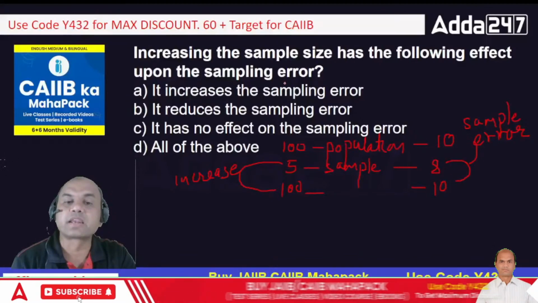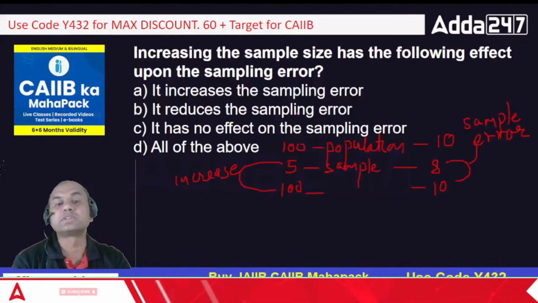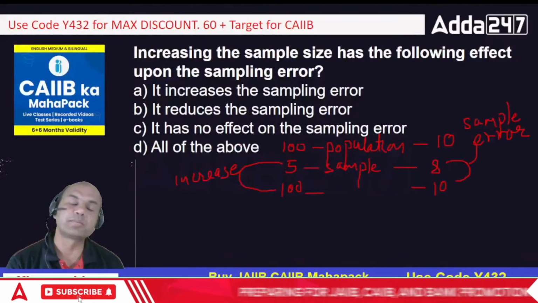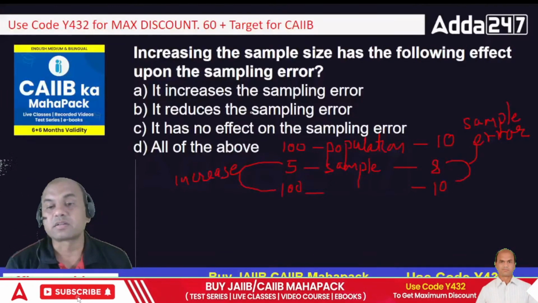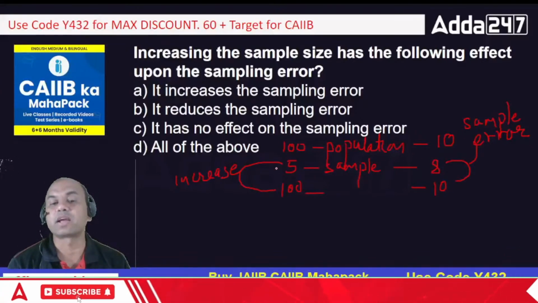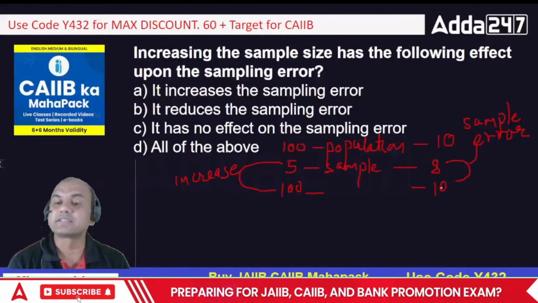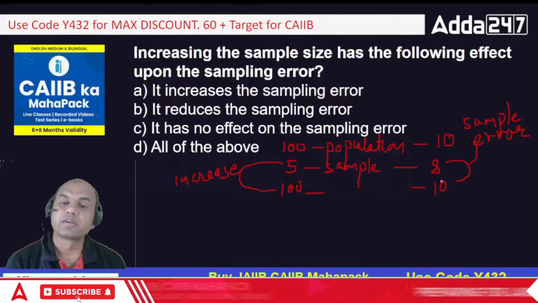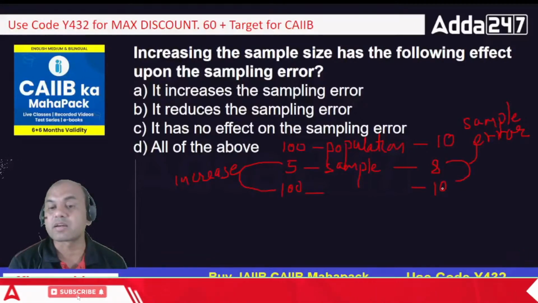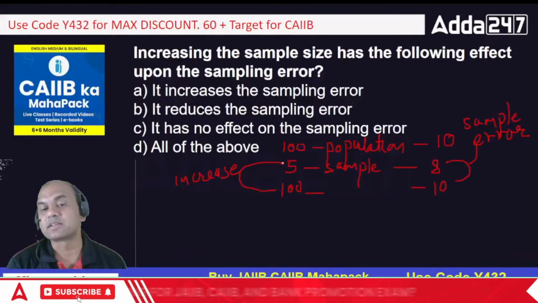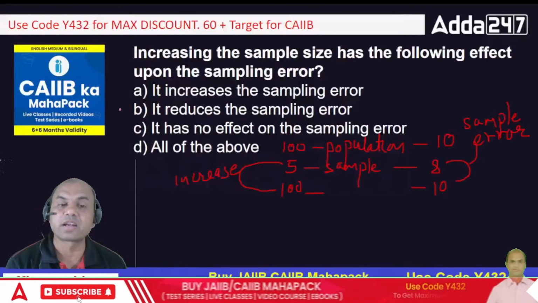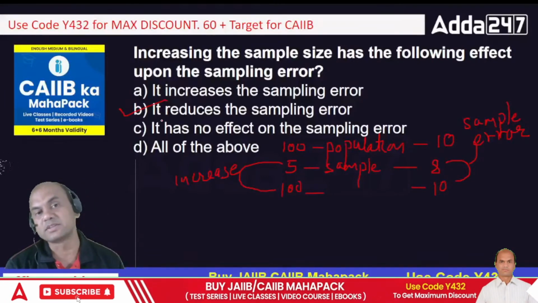So it increases the sampling error, it reduces the sampling error, it has no effect on the sampling error, and all of the above. So what is the answer? If I go on increasing the sample size from 5 to 100, my answer is exactly what I require. If I take from 5 to 50, my answer will be 9. So it is nearer. As sample size increases, the standard error or sampling error decreases. Answer is B, isn't it?